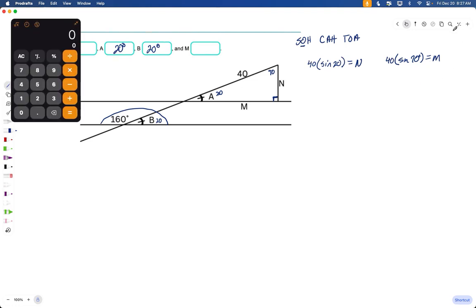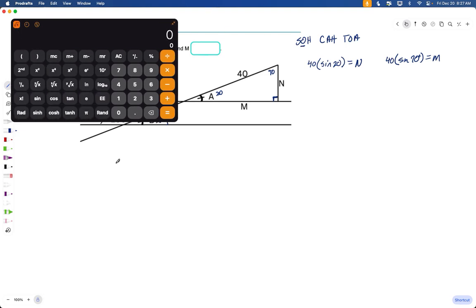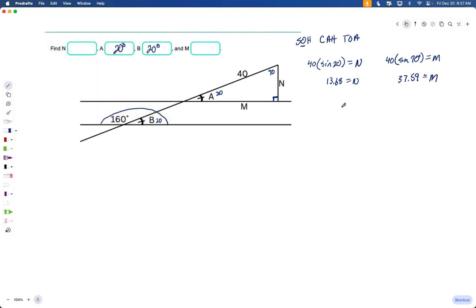We just have to do the math now on the calculator. So we would say 20 sine times 40. This could be 13.68 is n. And then we do the same thing. We say 70 sine times 40. And that's going to be 37.59 is the value of m. And those are the solutions for that problem. We're rounding to two places unless you are otherwise given instruction to do something different. Let's do the next problem.